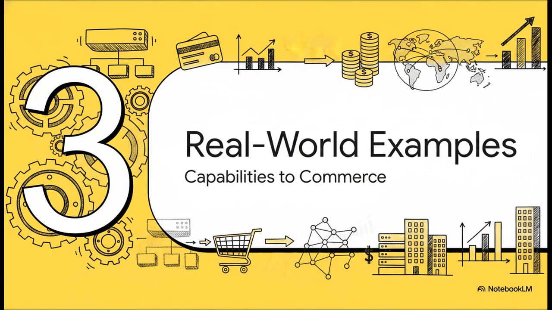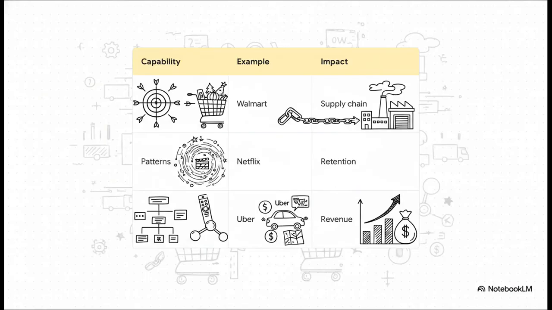Moving on to Section 3, Real-World Product Examples, from Capabilities to Commerce. Now, what's really fascinating here is how directly these technical capabilities map out to measurable business impact. Take a look at Walmart. They leverage high predictive precision to forecast demand for seasonal products, which directly optimizes their supply chain and massively reduces waste.